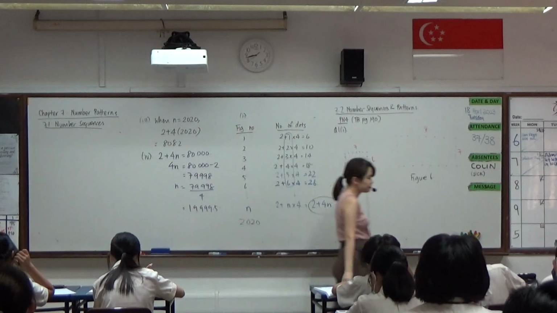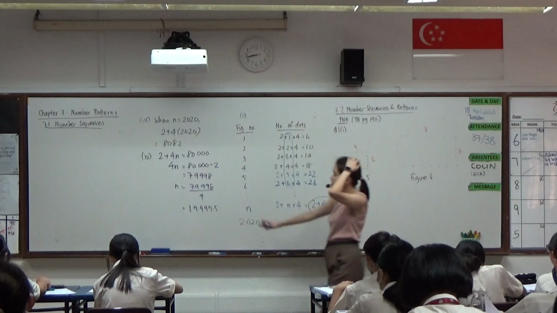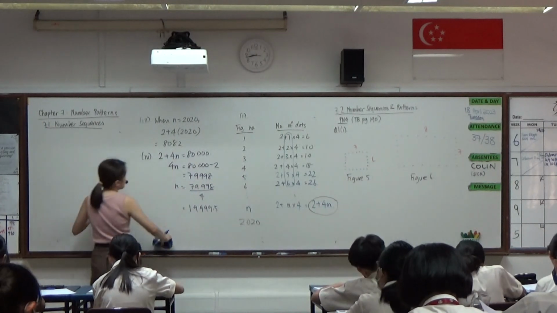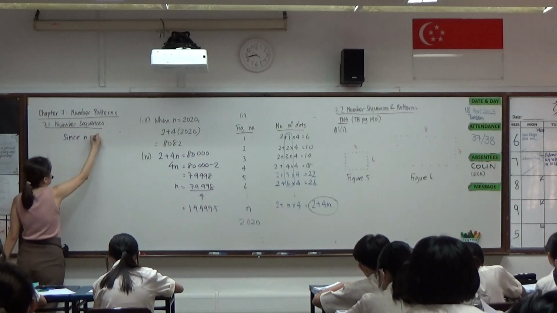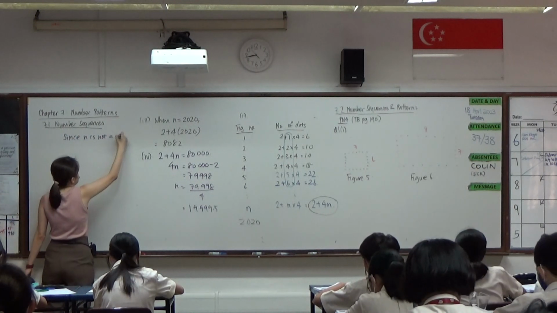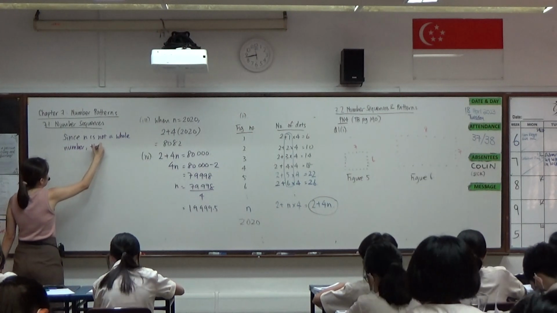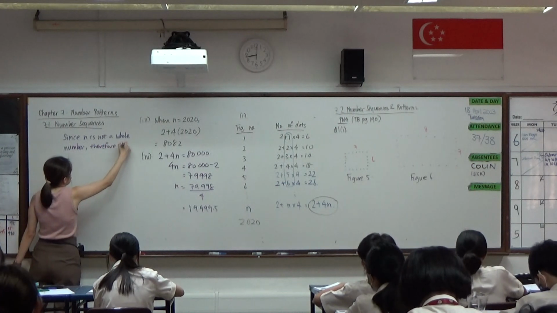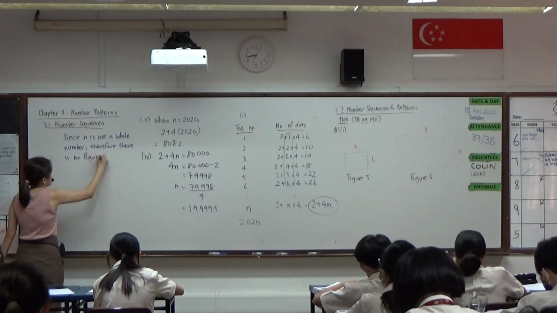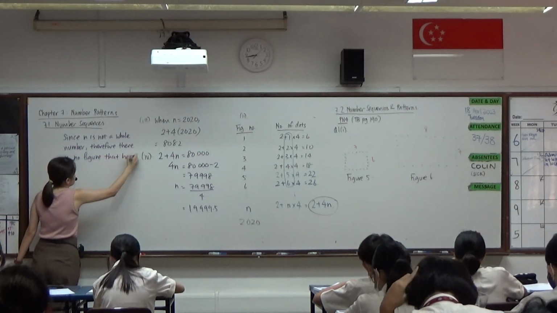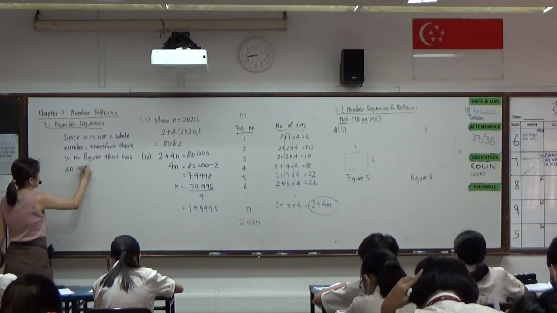Okay, how many nines are there? 4 nines. Right? Yes. Okay, so because we get a 0.5, that is not a whole number. We explained that since n is not a whole number, therefore there is no figure that has 80,000 dots.